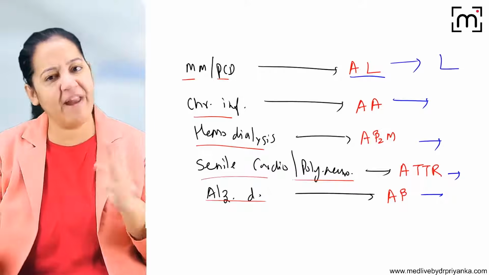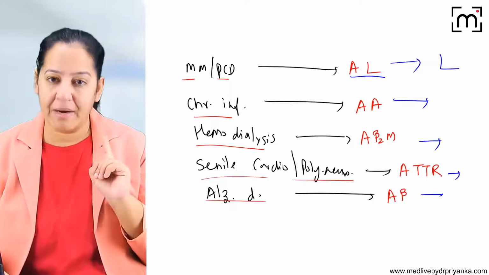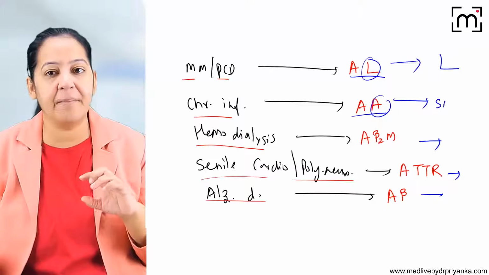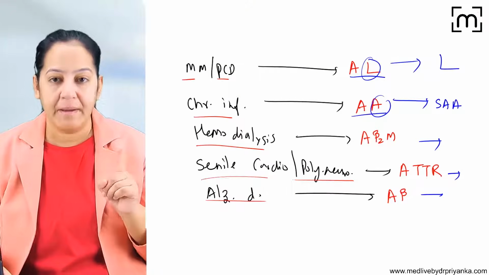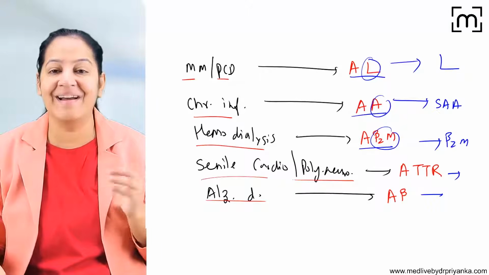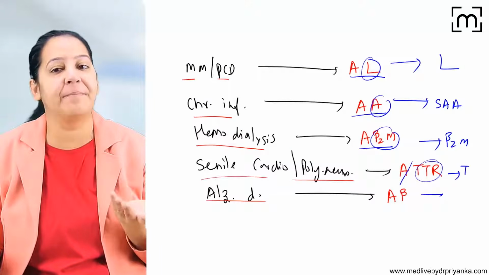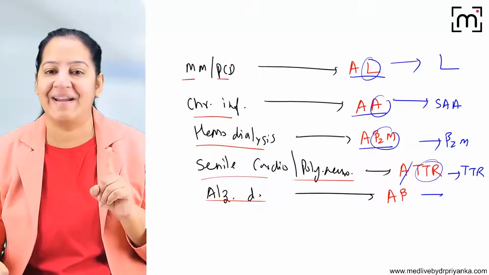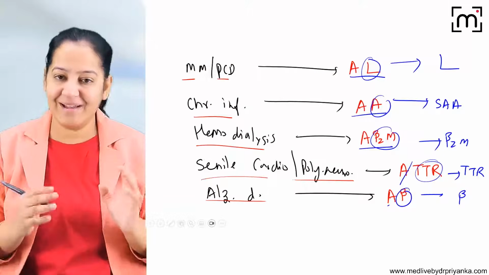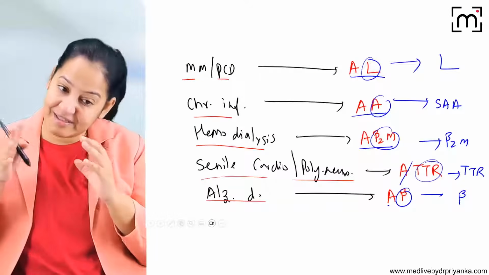Amyloid light chain is made up of light chain. Amyloid associated is made up of serum amyloid associated protein. Amyloid beta 2 microglobulin is made up of beta 2 microglobulin. As simple as that. Amyloid transthyretin is made up of transthyretin. As simple as that. And amyloid beta is made up of beta precursor protein. So basically the precursor is itself there in the name.